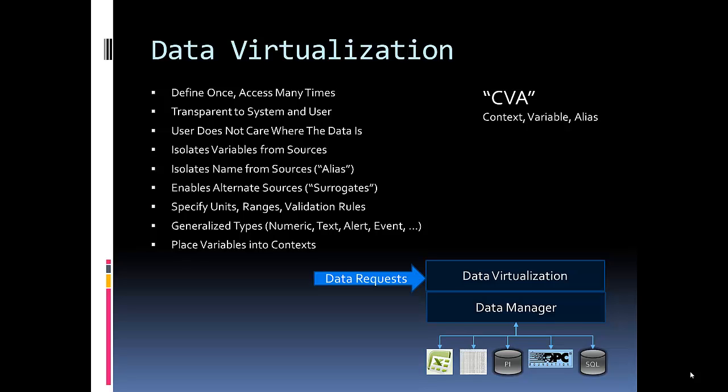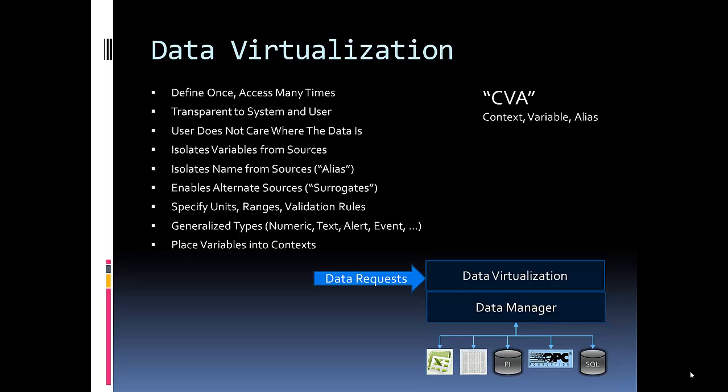It also enables alternative sources, or what we call surrogates. That is to say that if I'm getting data from Pi and all of a sudden the Pi system goes down, the system can automatically say, oh look, there is an alternative source for this variable over in OPC. I'm going to switch over to OPC and bring the values directly from the control system rather than from the control system to Pi to the user. So with surrogates, that enables alternate sources in case one source is unavailable or has been removed.